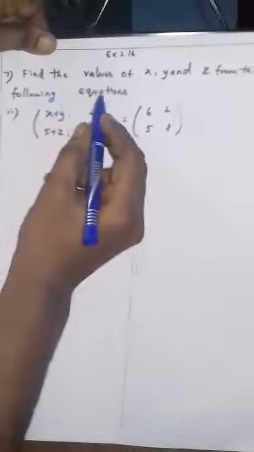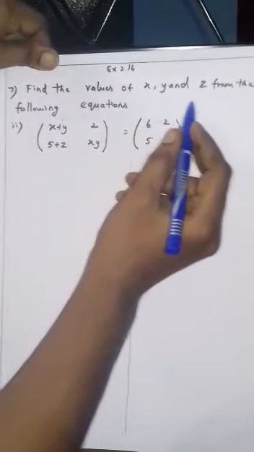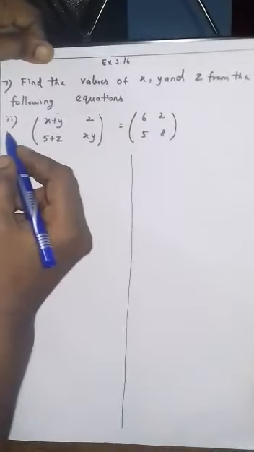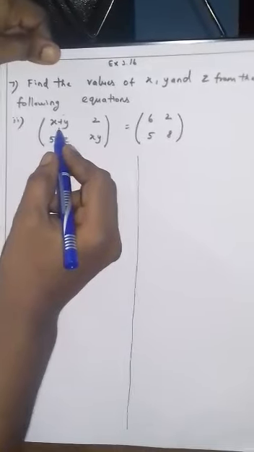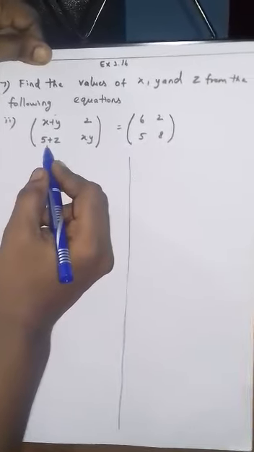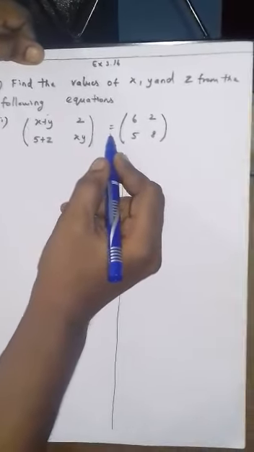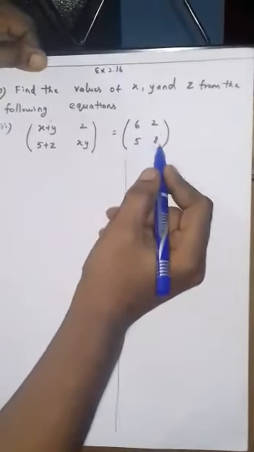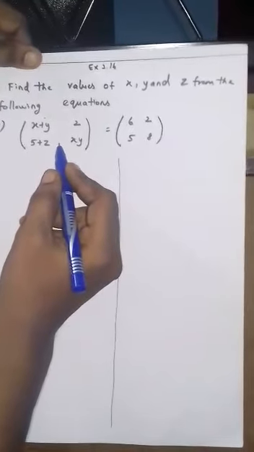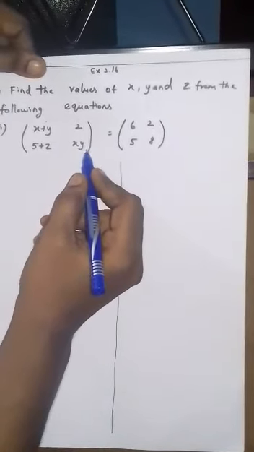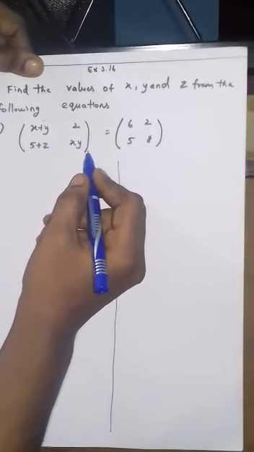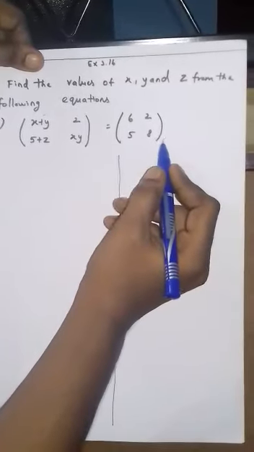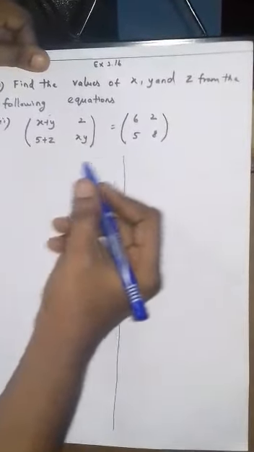Exercise 3.16, the seventh question. Find the values of x, y and z from the following equations. It's the second sum. First row x plus y, 2; second row 5 plus z, xy; equal to first row 6, 2; second row 5, 8. In that sum also the matrices are of the same order: the first one is 2 by 2, and the second also 2 by 2. So the corresponding elements are equal.